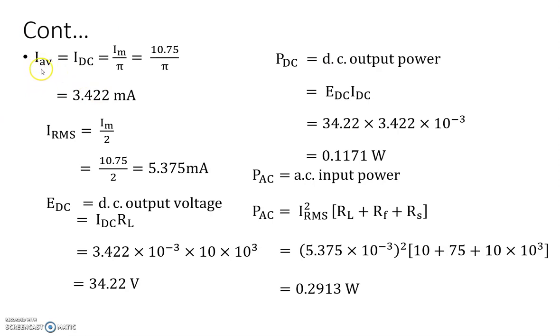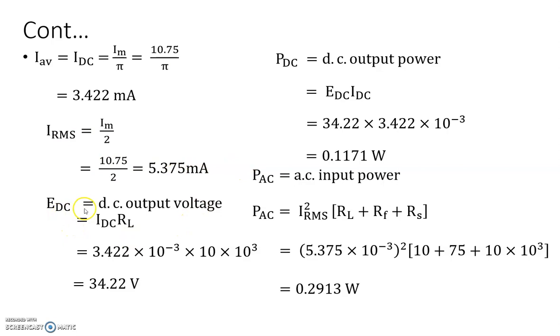Next, find out the IAV, that is equal to IDC, the average value. You already know this one, Im by pi. Just substitute and find out the value, that is 3.422 milliampere. What is the IRMS value? IRMS is nothing but Im by 2. Just substitute the Im value and find out the value, which gives 5.375 milliampere.